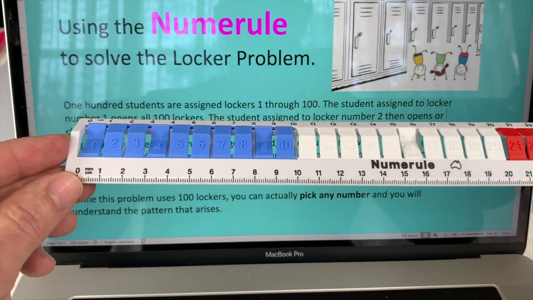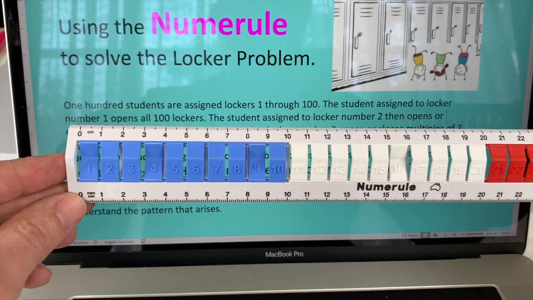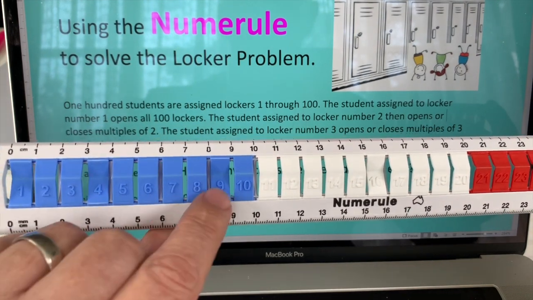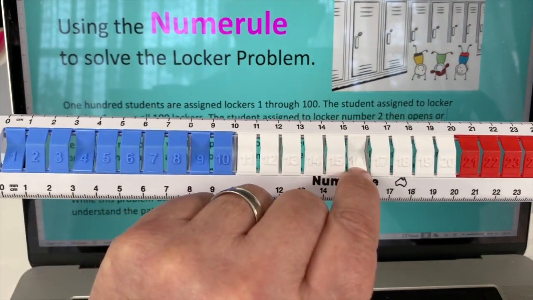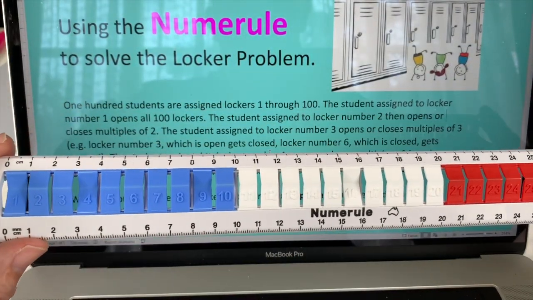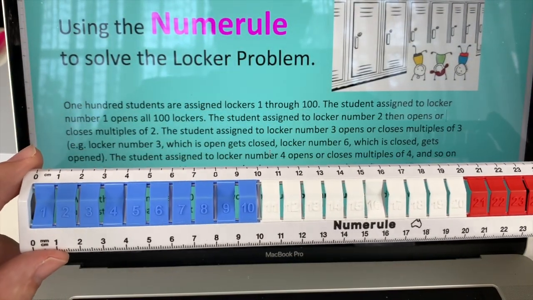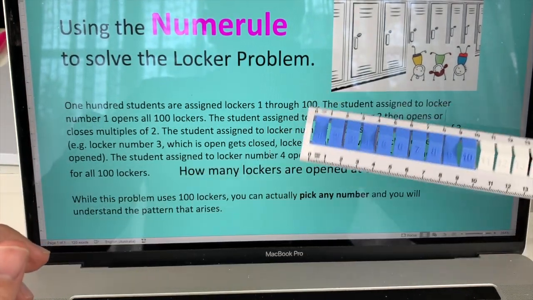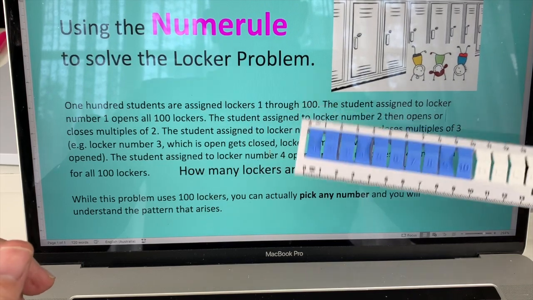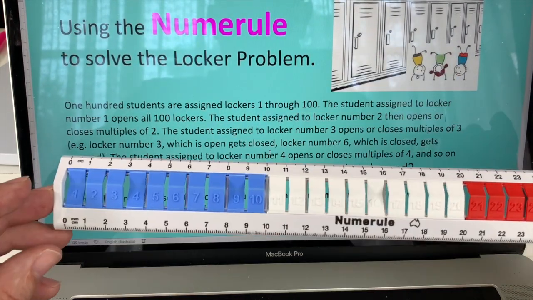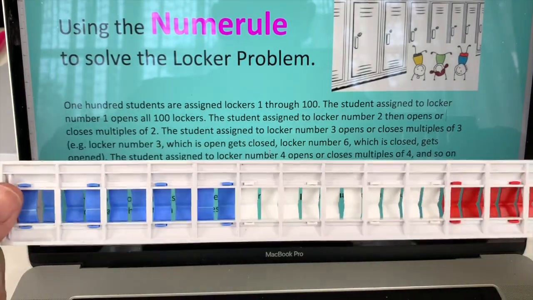Now, can anybody see what the pattern is? 1, 4, 9, and 16. This will continue all the way up to 100 and beyond. I'm sure you can see the square numbers. So we could probably work that out. There are 10 square numbers between 1 and 100, so the answer to this one would be 10. And what an amazing thing.